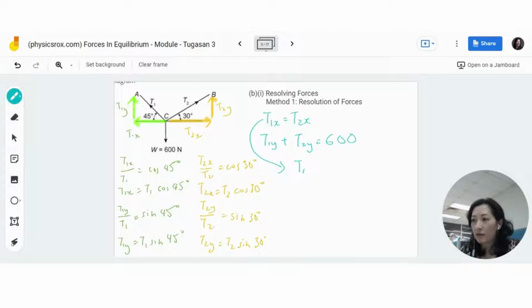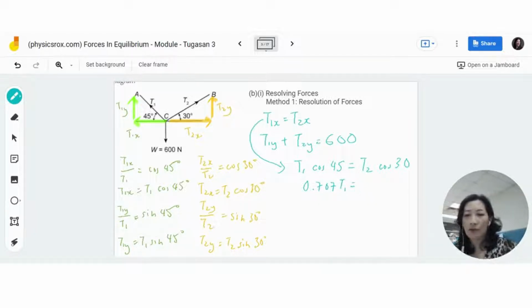T1x is T1 cos 45 and T2x is T2 cos 30. So from here, if we work it out, using my calculator off screen, you'll get 0.707 T1 and T2 cos 30. Cos 30 is 0.866, so it's 0.866 T2.